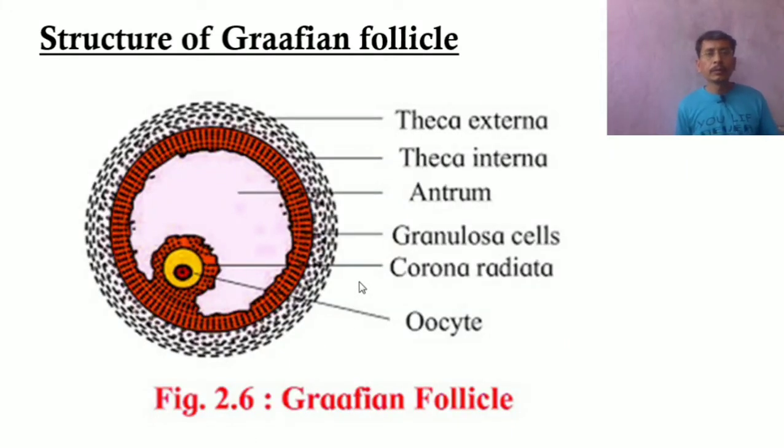Now the topic is structure of graafian follicles. It is the mature follicle which is present in the ovary. During maturation, the primordial follicle matures inside the ovary with the help of the hormone FSH, and forms the primary follicle. Then it develops into the secondary follicle, then forms the graafian follicle.